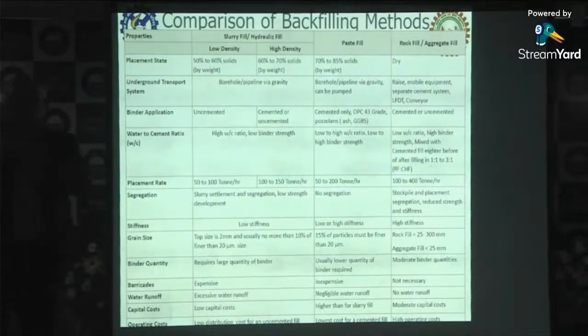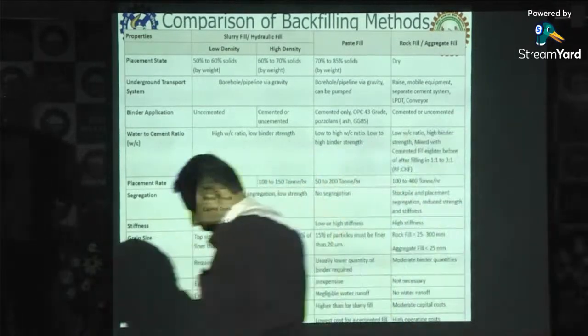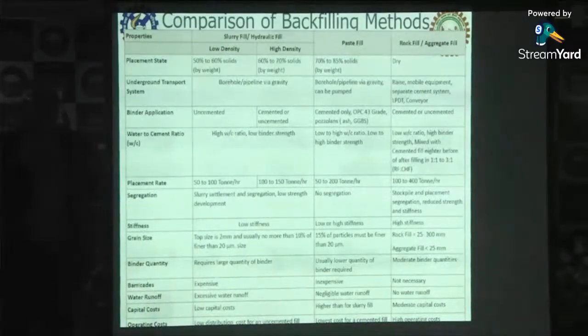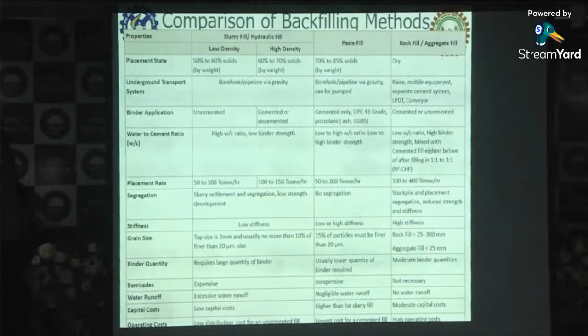In the laboratory, we do a constant head permeability test and find out the percolation rate. If it is more than 10, then we can go for hydrofill on the basis of the results. In paste fill, we need 15% of the particles to be finer than 20 microns.